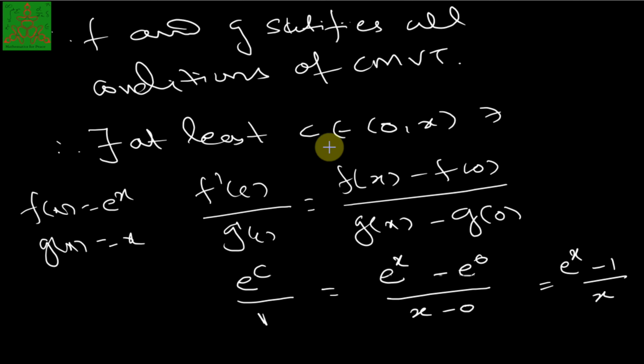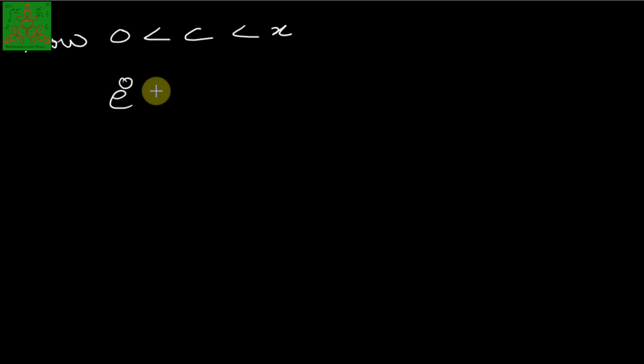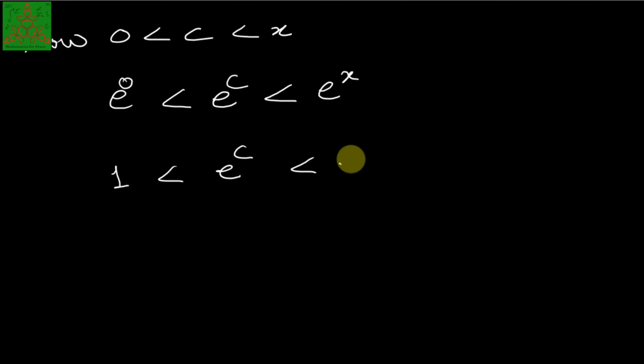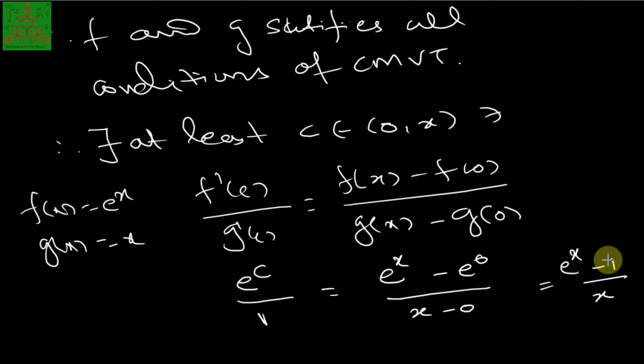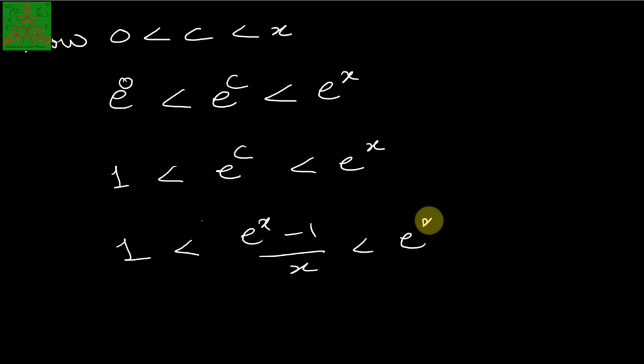Now your c is between 0 and x. So I will start with this, and see how to get this expression e power c. I will take the power: e power 0 is less than e power c is less than e power x. So this gives me 1 is less than e power c is less than e power x. But the value of e power c we have above, so we substitute that: 1 is less than (e power x minus 1) upon x less than e power x.